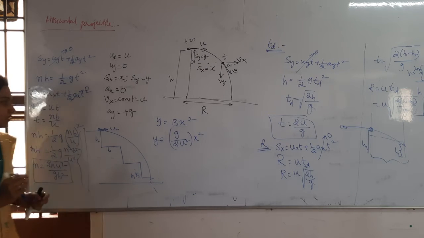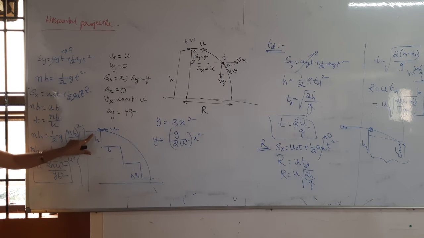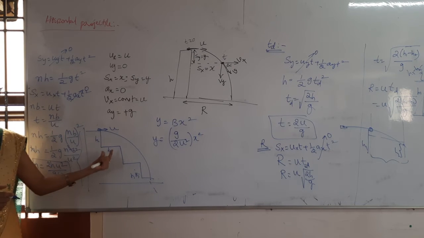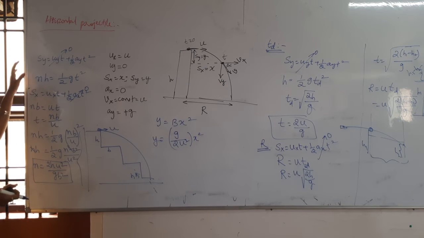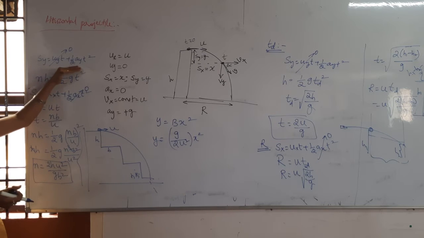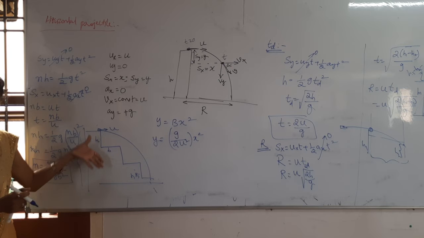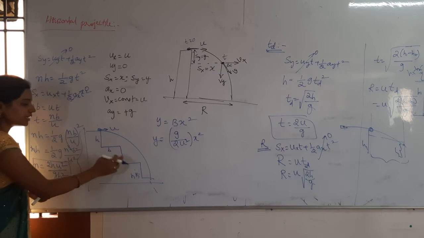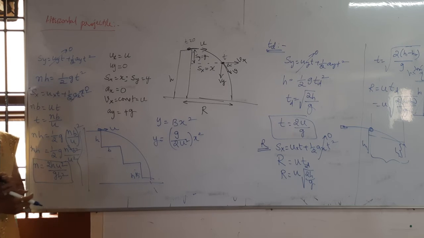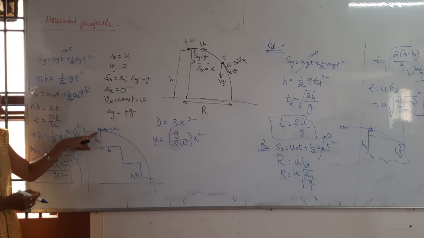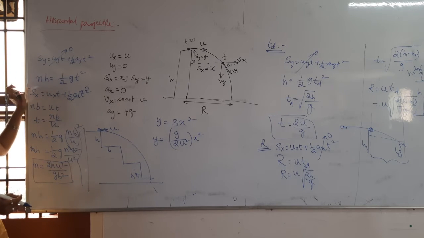For that purpose, we will first draw the staircase here. Each stair has height h and width b. Now you have to take the kinematical equations. Sy is equal to uyt plus half ayt square. The total height of the staircase is h plus h, like that, n times h. Just consider this a tower. So the total displacement in the vertical direction is nh.